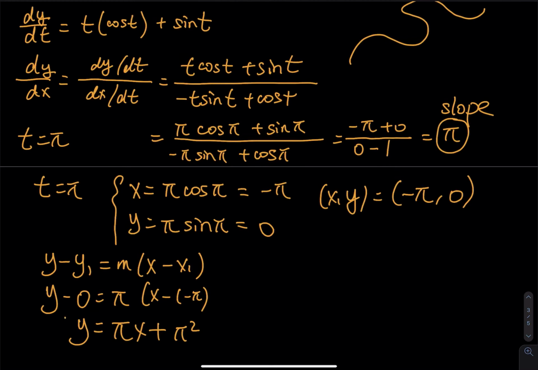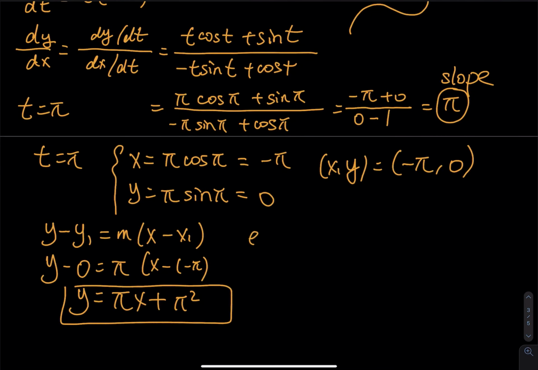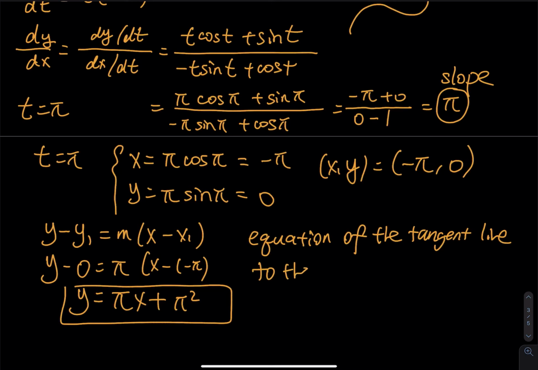By the way, this is called the slope-intercept form. So what is this called? This one has a name. This is called the equation of the tangent line to the parametric curve at t equals pi.